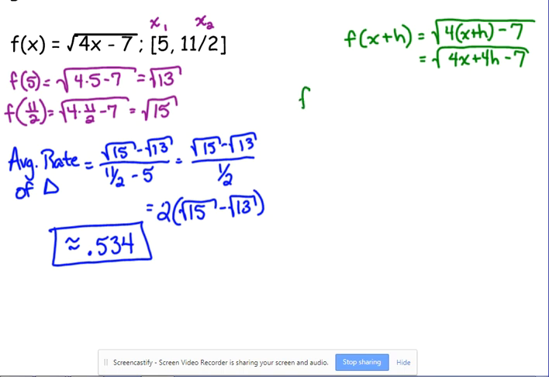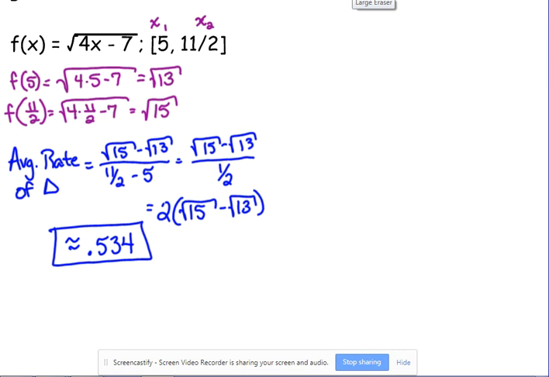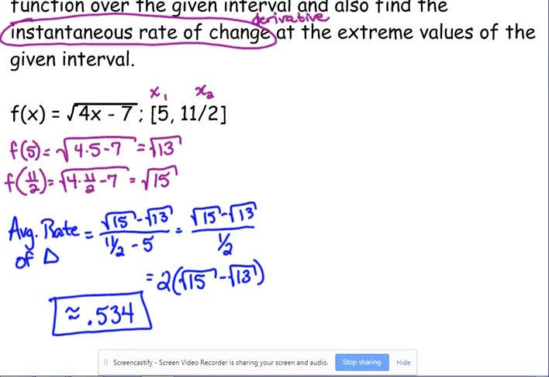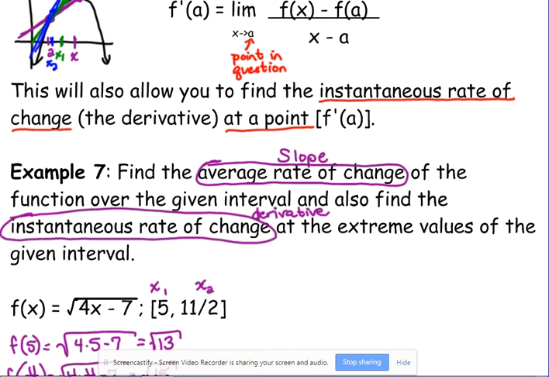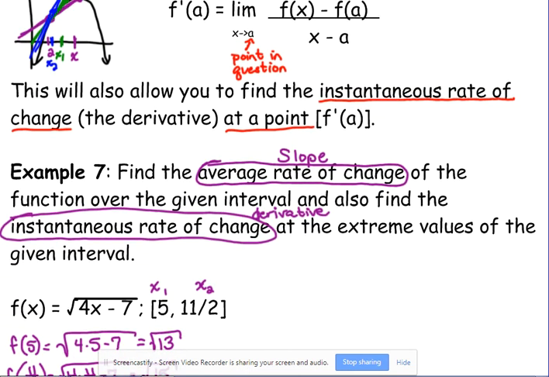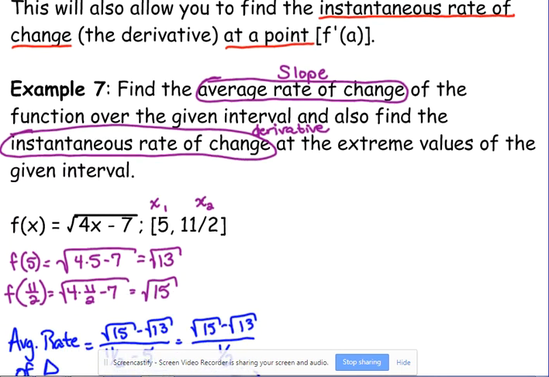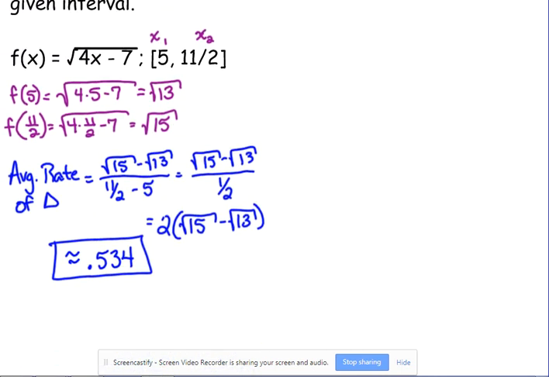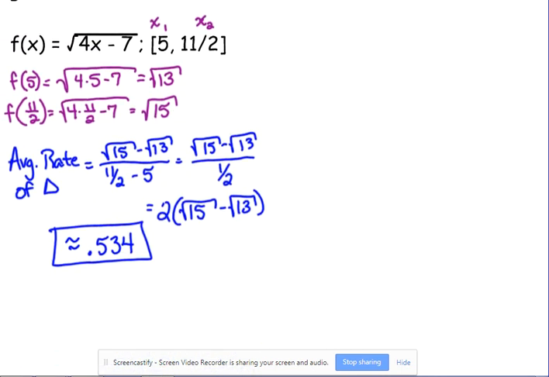Okay, so f prime of x equals, you know what? Sorry, the whole point of this is to use our new limit definition. I apologize. Let's look back at our new limit definition. The derivative at a point. Okay, the limit as x approaches a of f of x minus f of a over x minus a. So let's do that. Okay, let's use our new limit definition.